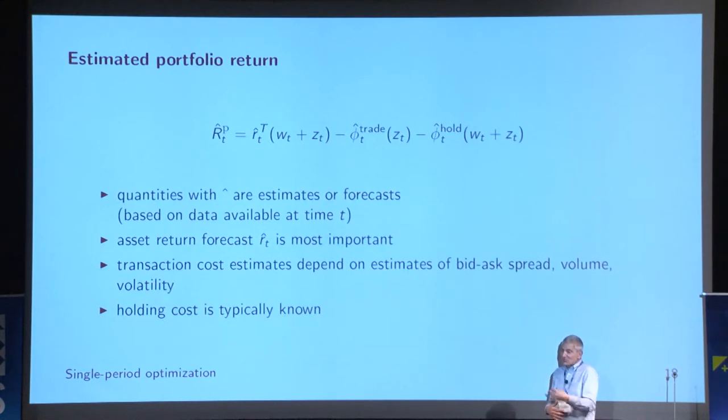Of course, when you make the trades, you don't know what the returns are going to be. That's ridiculous. If you did, you would make a lot, and you wouldn't need optimization, by the way. That's kind of the whole point, right? What you're going to do is get forecasts of the return, the transaction cost, and the holding cost. In our simple model, this is dependent on the volatility and the volume, so you'd have predictions of that. And those are fine, not critical, and very easy to do.